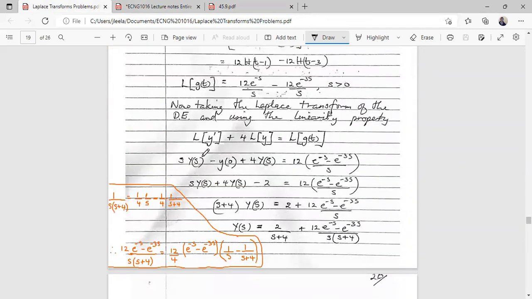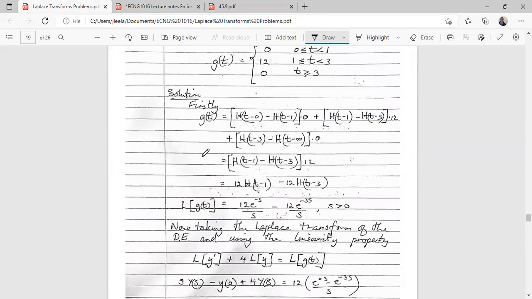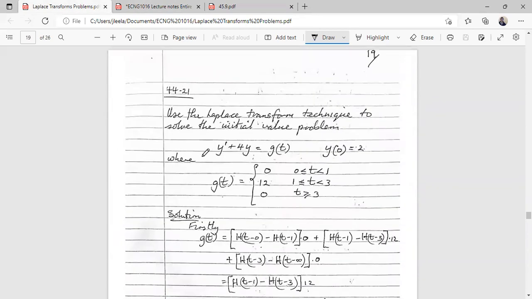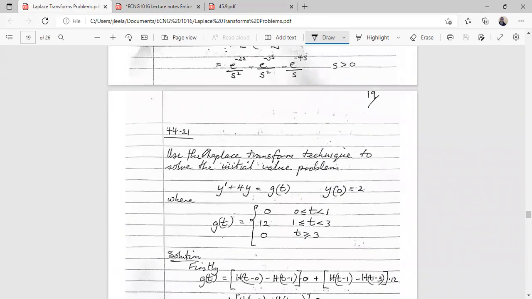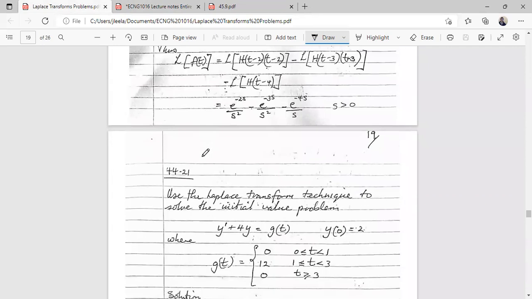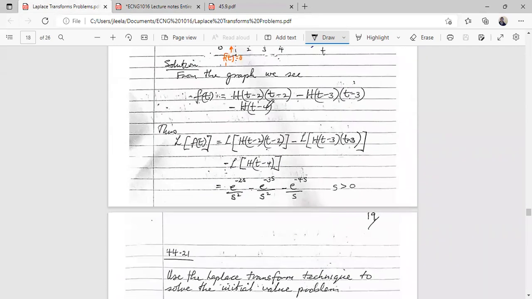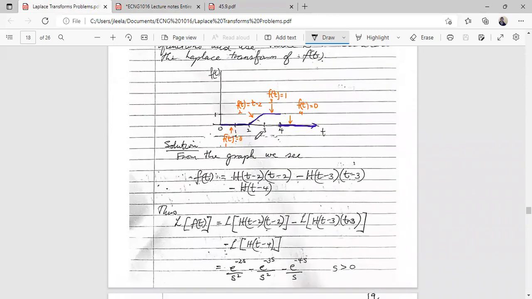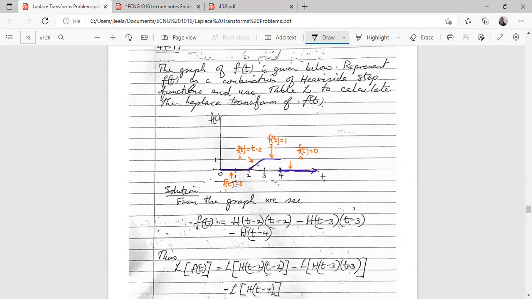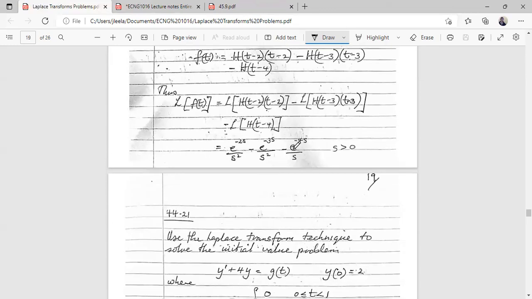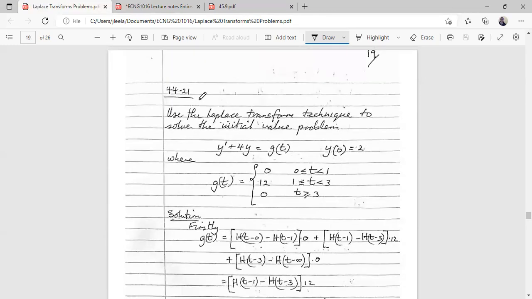I think we stopped at page 19. And that was the problem that we did here, 44.17, the same problem, 44.21.